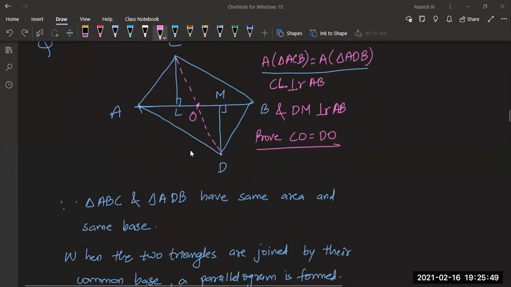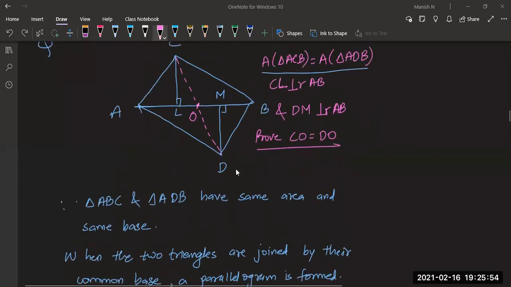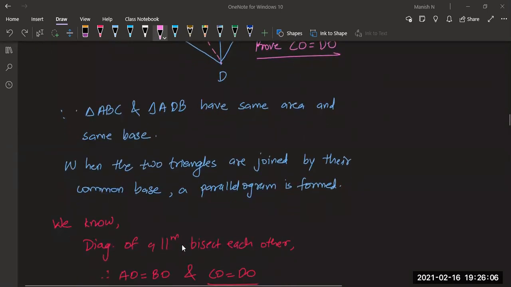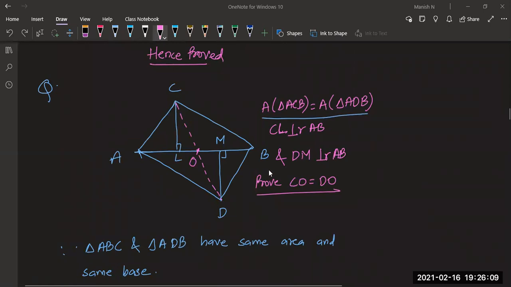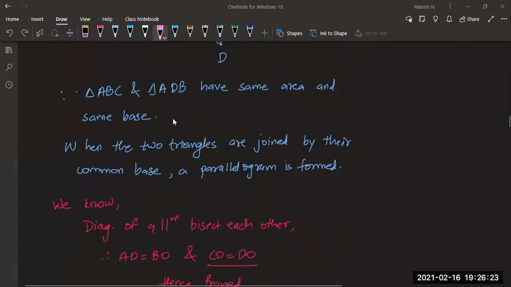And we will say when two triangles are joined by their common base, a parallelogram is formed, which means quadrilateral ABCD now is a parallelogram because the remaining two triangles have equal area and a common base, right? So diagonals of a parallelogram bisect each other. Therefore, AO will be equal to BO. Similarly, CO will be equal to DO. Diagonals of a parallelogram bisect each other. This is the property which we have used in proving this theorem, right?